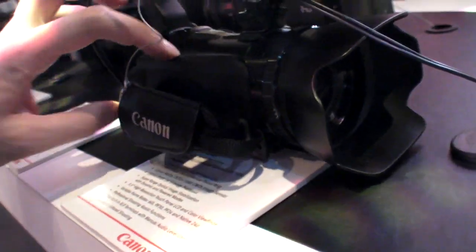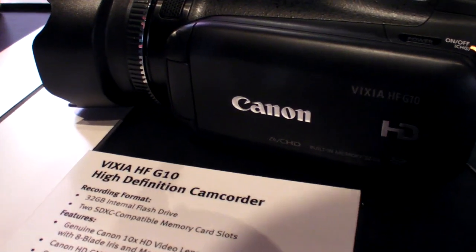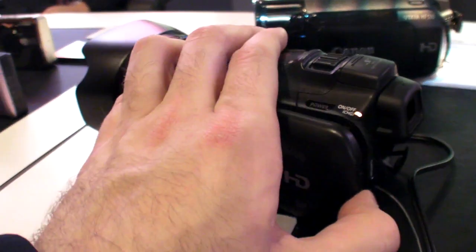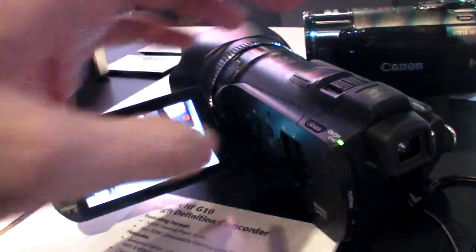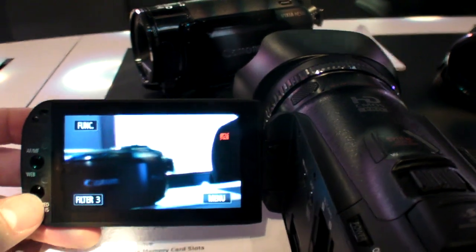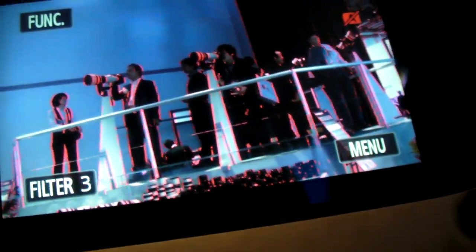Or the 1DS Mark III. So there's also the HF G10, which is a lower price, no XLR, but the same optics, same everything, just not that XLR stuff going on.